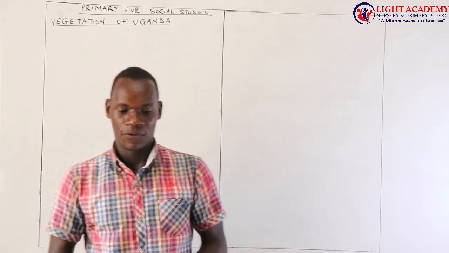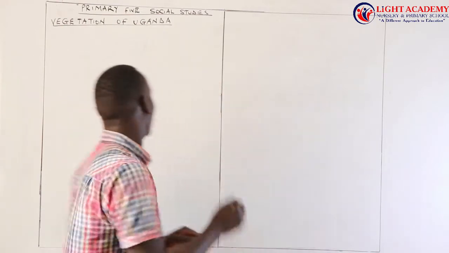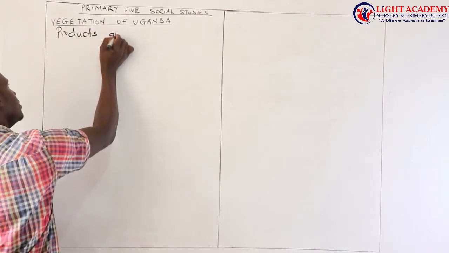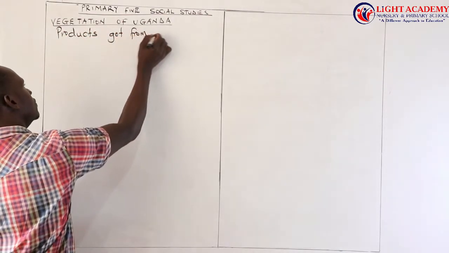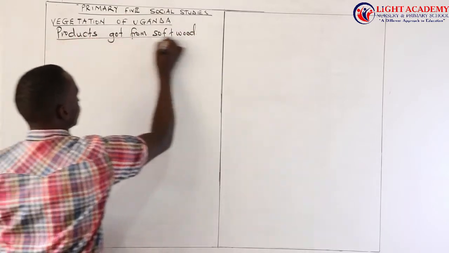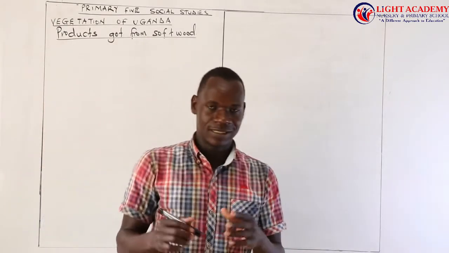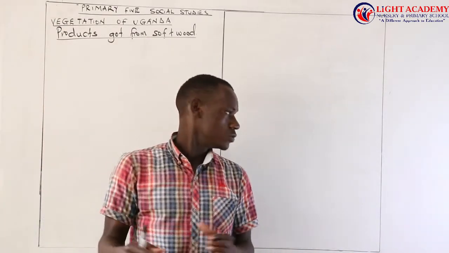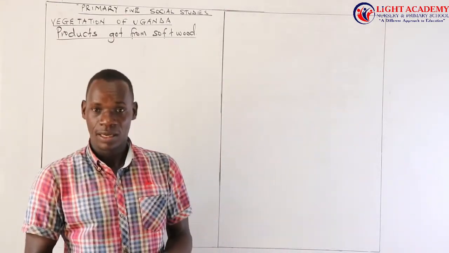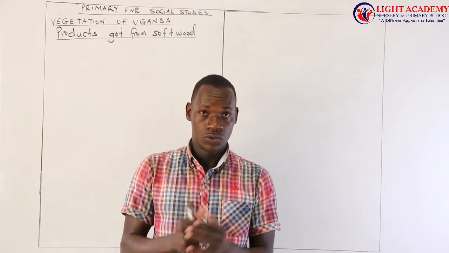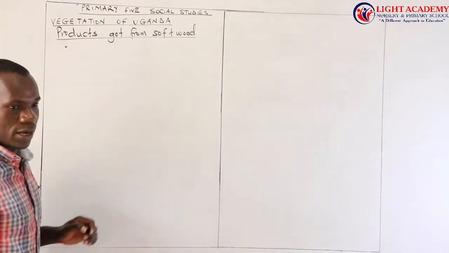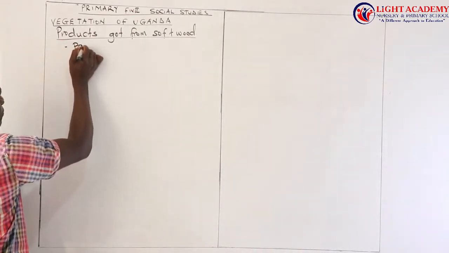got from softwood. Products got from softwood. My dear viewers, under this planted vegetation, we told you that we get the product called softwood. However, there are different products that we do get from the softwood. We have, number one, the papers.